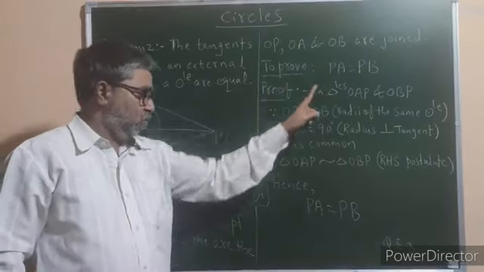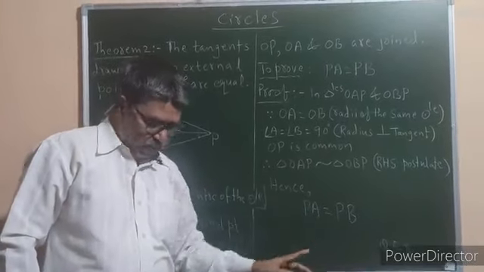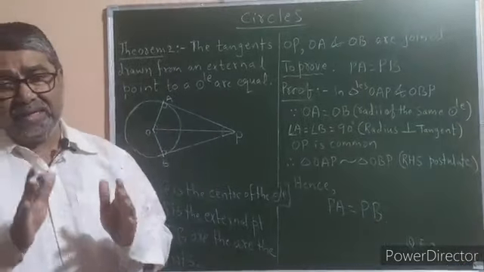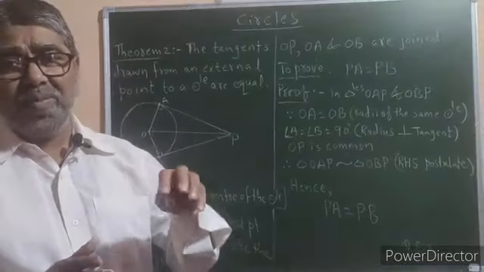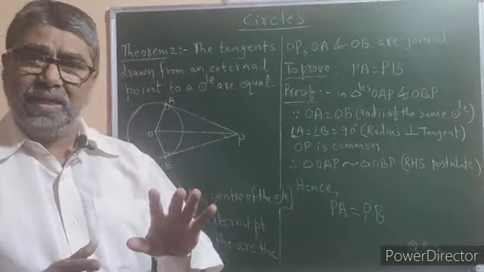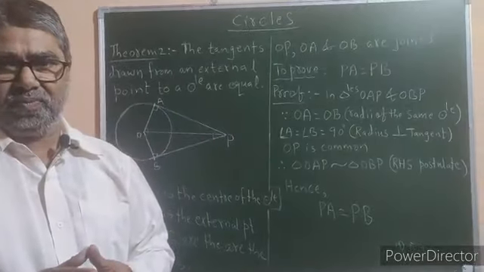PA is equal to PB, or in other words, the tangents drawn to the circle from an external point are equal in lengths.